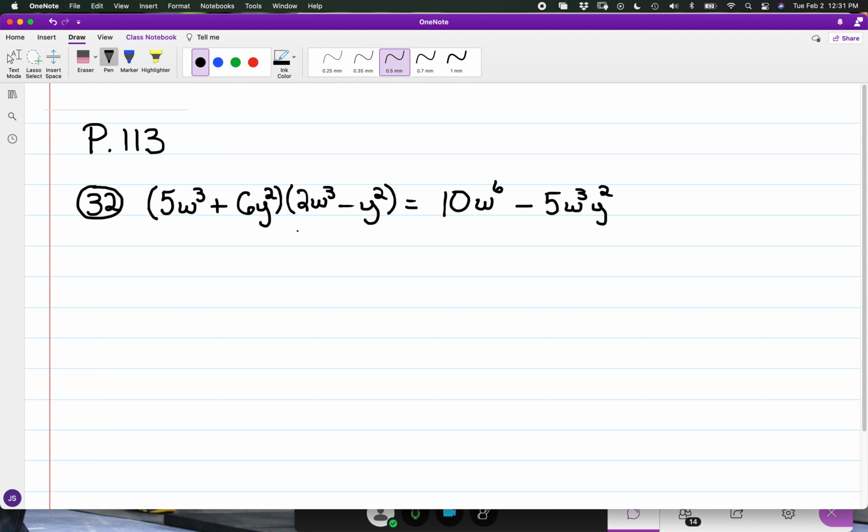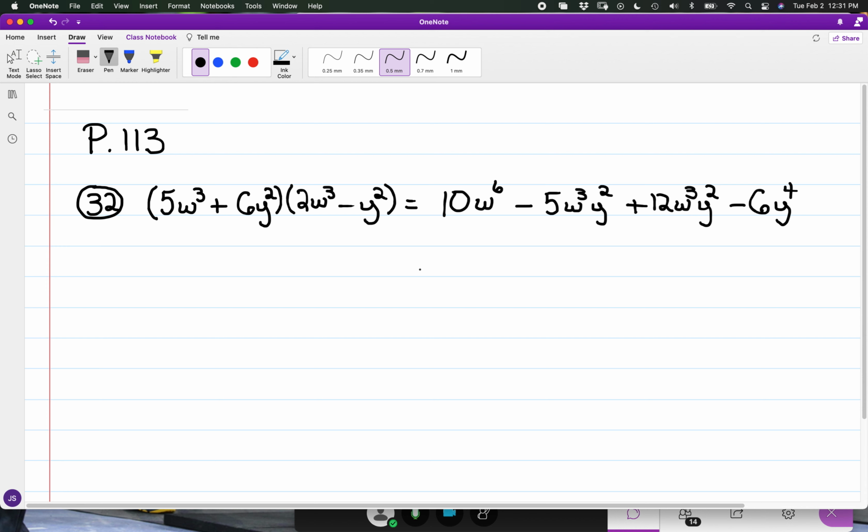And for the inside product, we have 6Y squared multiplied by 2W cubed. For the coefficients, I have 6 times 2, which will be 12. And with the variable factors, if I put these in alphabetical order, we're going to have W to the third times Y squared. And as for the last product, a positive times a negative is a negative, and we got 6Y squared times Y squared. So we have Y squared times Y squared becomes Y to the fourth.